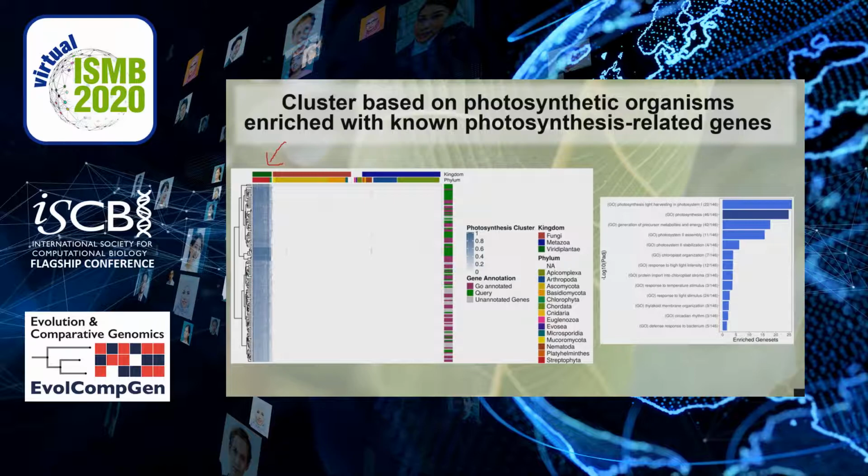looks promising to classify this cluster as a photosynthesis-related cluster. Moreover, to evaluate that this cluster is unique for photosynthesis and nothing else, we conducted GO enrichment analysis and found that the cluster is enriched by photosynthesis-related pathways like light harvesting in photosystem 1, photosystem 2 assembly, photosystem 2 stabilization, and more.